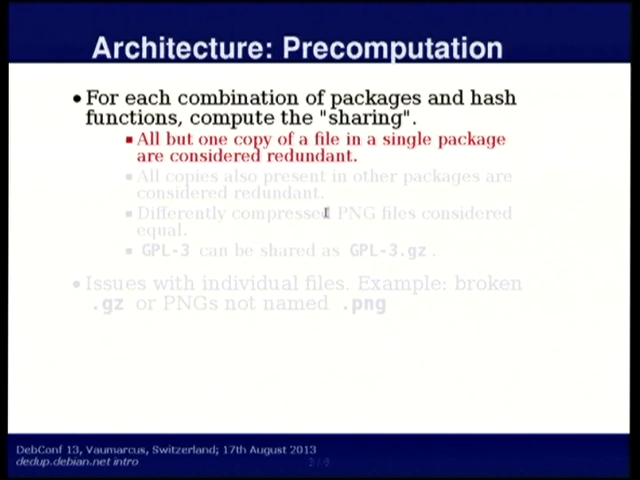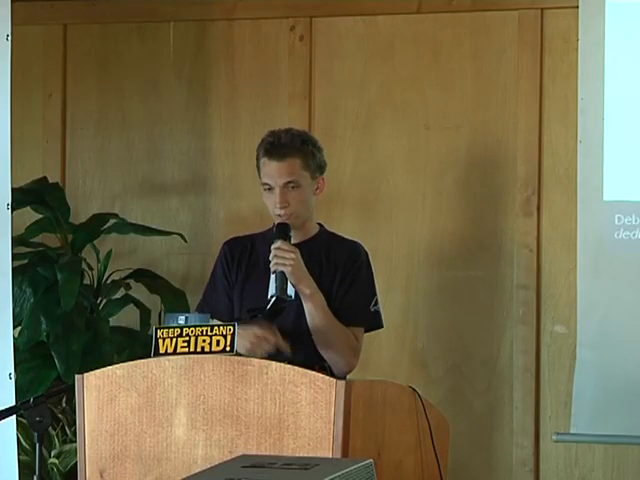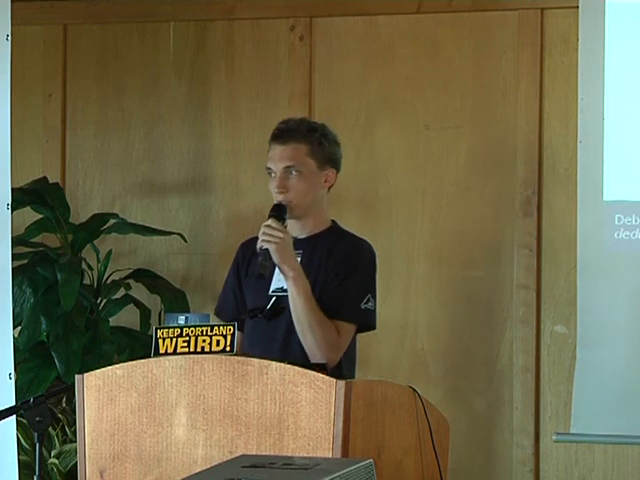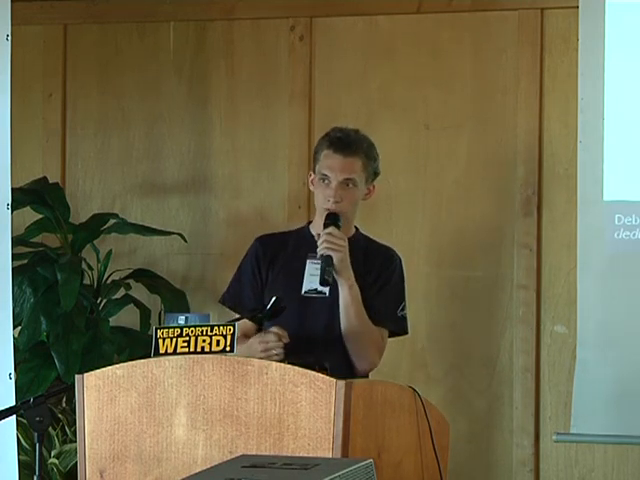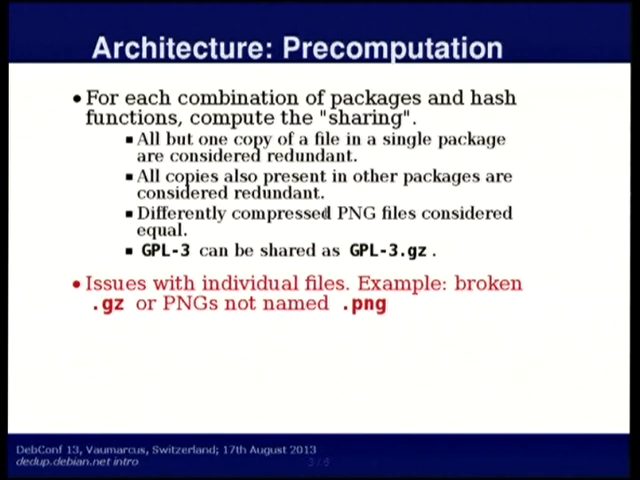Whenever we have a single package, it has a sharing with itself, and all files but one are considered duplicate. If there are two packages, all files from one package that appear in the other package are considered duplicate, including all the copies. Differently compressed PNG files are considered equal, like images and gzip files. We can even go across different hash functions, like finding a compressed copy of GPL3 which matches an uncompressed copy of GPL3. And we can detect some issues like broken gzip files or PNG files which are not named PNG.